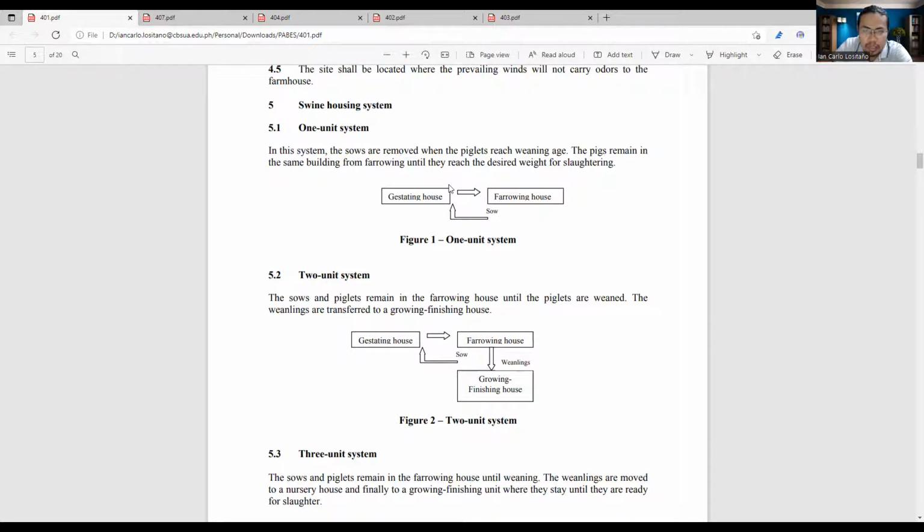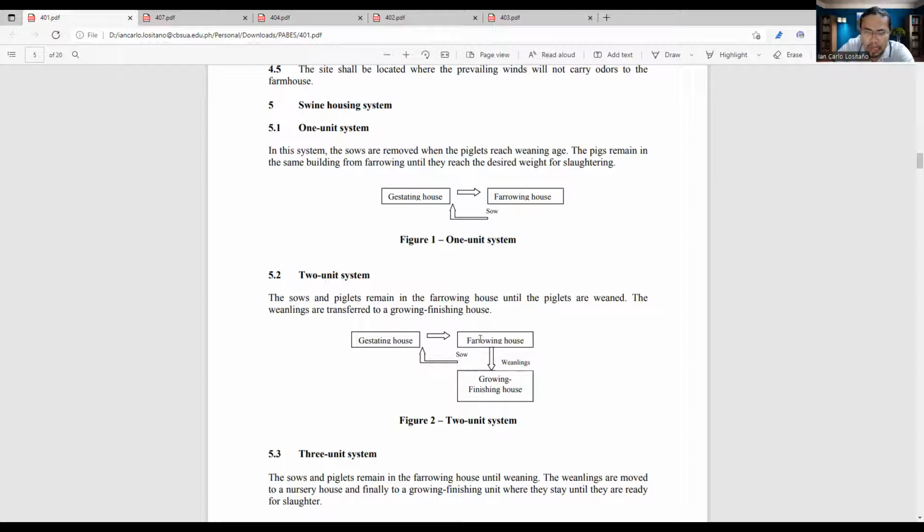So this is a location where there are only two steps. So the pigs remain in the same building from farrowing until they reach the desired weight for slaughtering. So there are only two buildings required. So one for gestation and one for farrowing. There's also a two-unit system, and this introduces another building, the growing and finishing house.